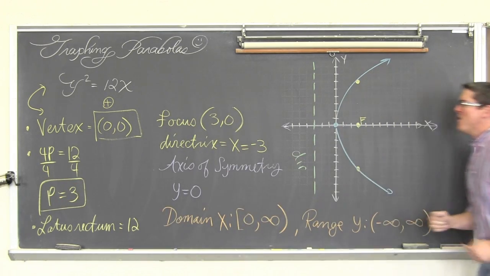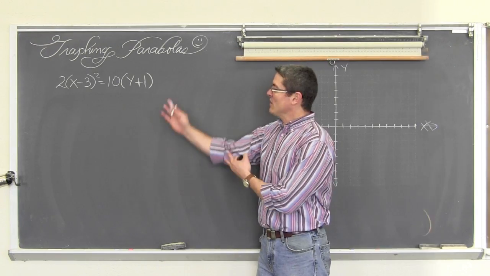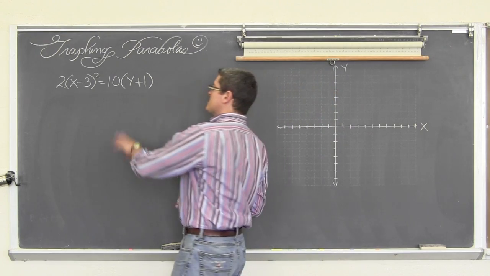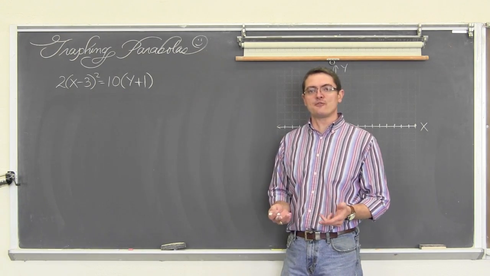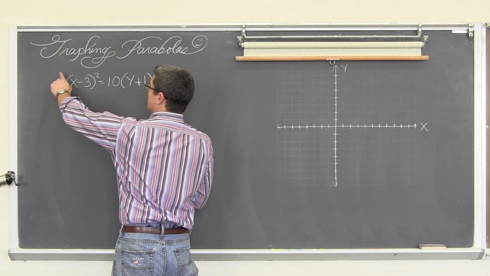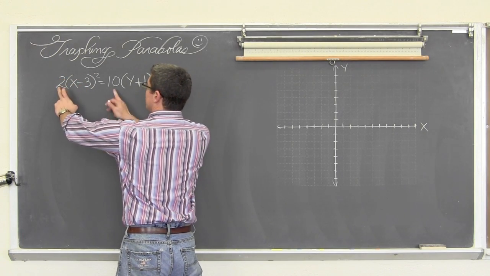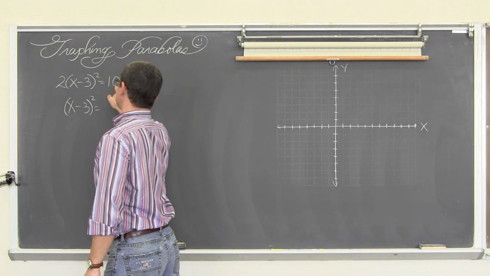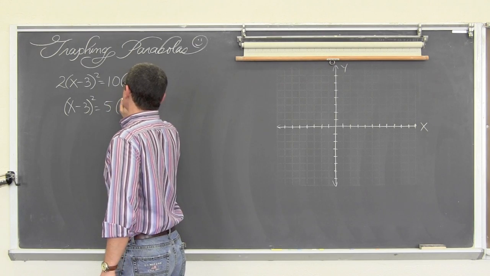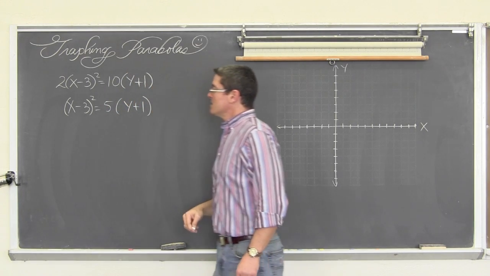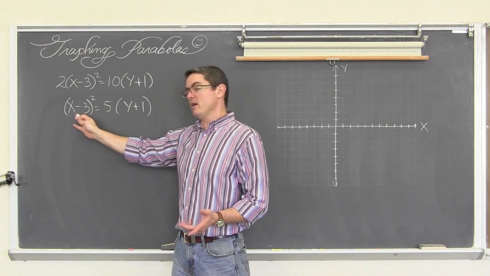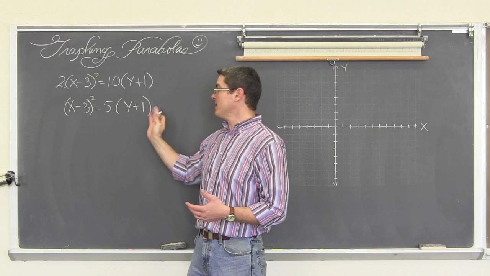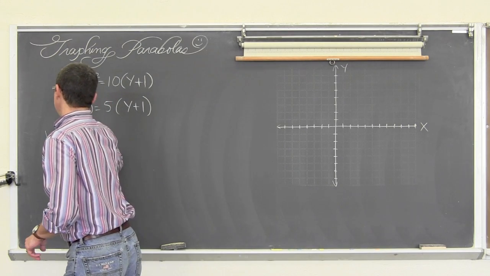Next example. Love this stuff. Here we have an example with the x term being squared. So this parabola is either going to open up or down. But let's not make that determination until we have this in standard form. We need this leading coefficient to be 1 in front of the squared term. So we're going to divide both sides by 2 and get (x - 3)^2 equals 10 divided by 2 is 5, so 5 times (y + 1). So we have the x term being squared, and the value in front of the single degree binomial, y + 1, is positive. So this parabola is going to open up.